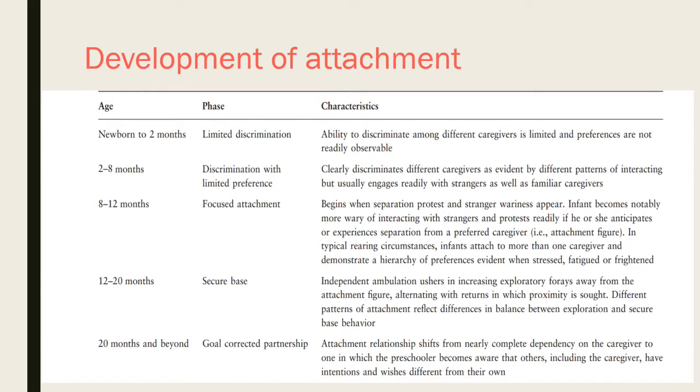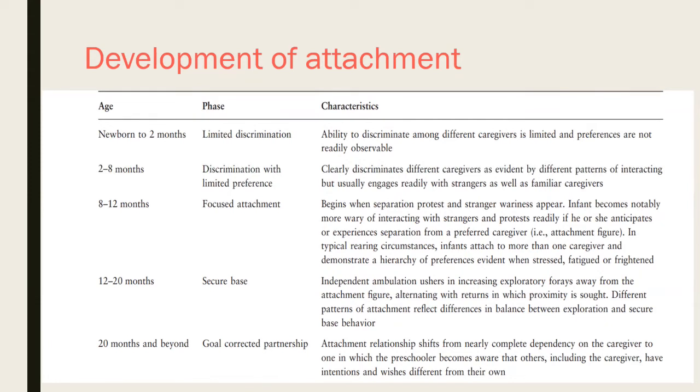Development of attachment. There are 5 stages. In newborns, the age group between newborns to 2 months, it is limited discrimination. The ability to discriminate among the caregivers is limited, and the preferences are not observable. Between 2 to 8 months, there is discrimination with limited preference, that is, they clearly discriminate different caregivers, and there are different patterns of interaction when engaging with strangers.